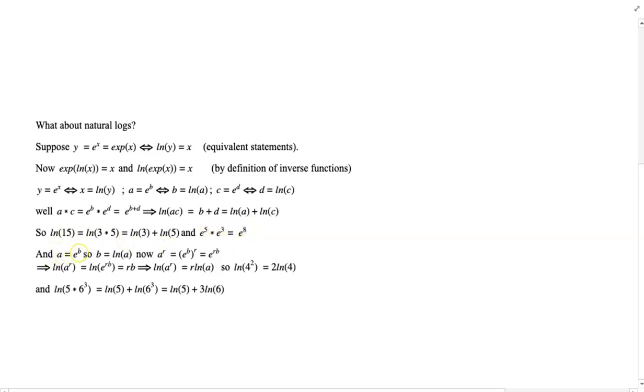And then a equals e to the b, and b equals ln of a, so a to the r is equal to e to the b times r. So ln of a to the r is equal to ln of e to the rb. That means it equals rb. Then ln of a to the r is equal to r ln of a. So ln of something like 4 squared equals 2 ln of 4. And ln of 5 times 6 cubed will be ln of 5 plus ln of 6 cubed, which is equal to ln of 5 plus 3 times ln of 6.